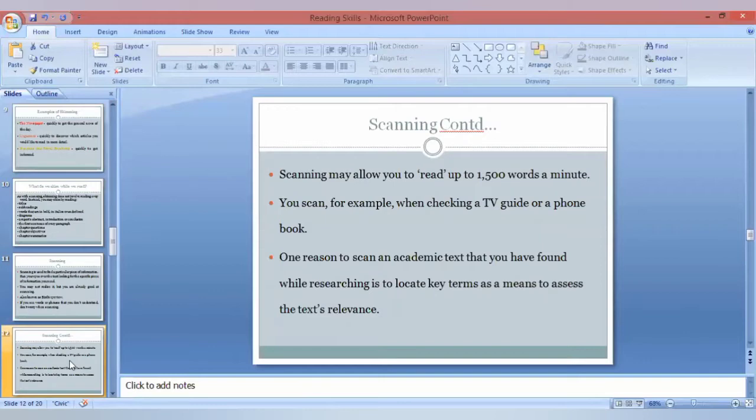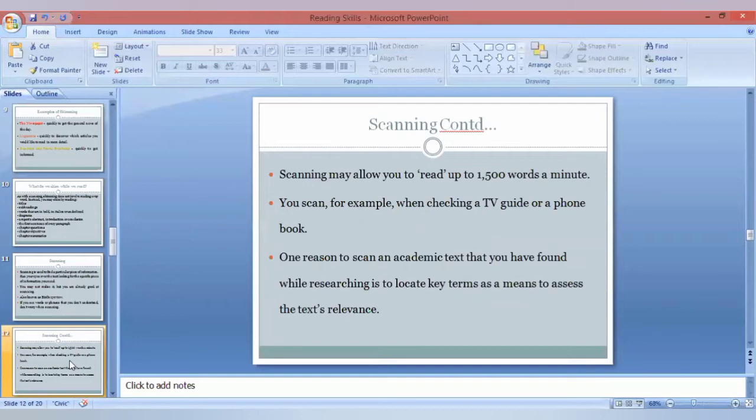And as far as scanning is concerned, according to a survey, an individual can read up to 1,500 words a minute. So you can see that in scanning, the word limit is much more than skimming that we discussed earlier. So you scan, for example, when checking a TV guide or a phone book.